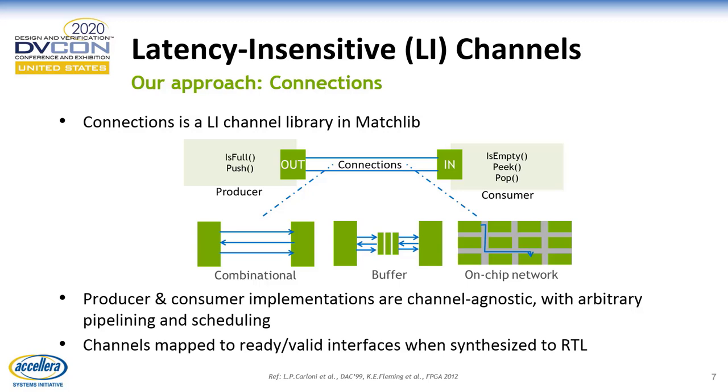The channels will be automatically mapped to ready-valid interfaces while synthesizing the RTL. It can be a combinational channel or a buffered channel depending upon the use case. In the extreme case, we can also think of introducing a full-fledged on-chip network between the producer and consumer depending upon the scale of the design.